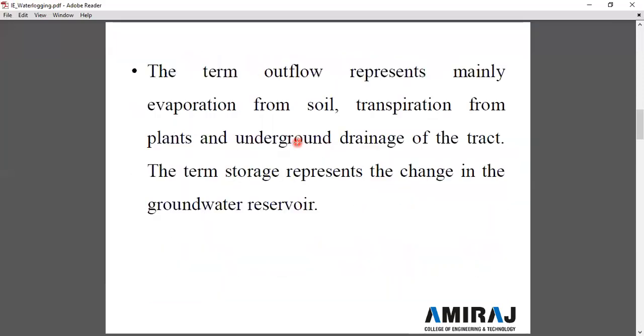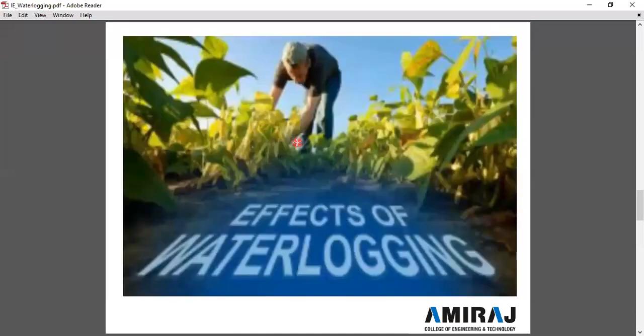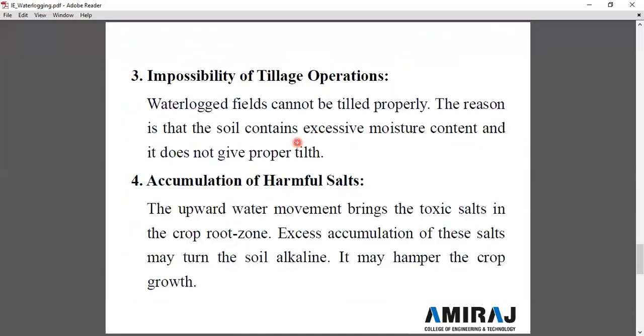So there are different kinds of waterlogging, what waterlogging is, what the causes of waterlogging are, and the effect of waterlogging on that particular crop.